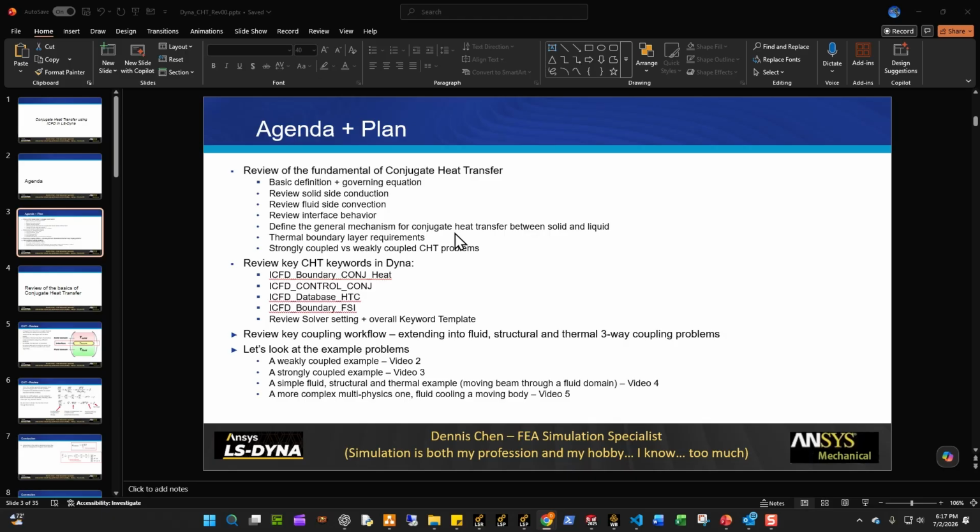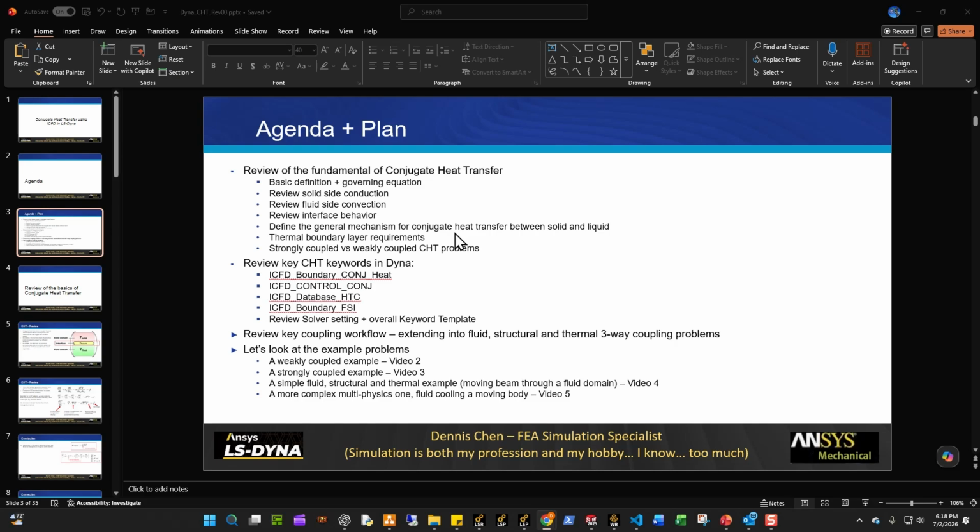We can look at some of the general mechanisms for CHT in Dyna. Look at the relationship between the velocity boundary layer and the thermal boundary layer to make sure we're making good decisions when it comes to meshing with respect to the CHT problems. And we're going to look at strongly coupled and weakly coupled CHT problems.